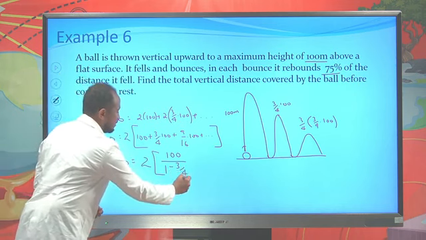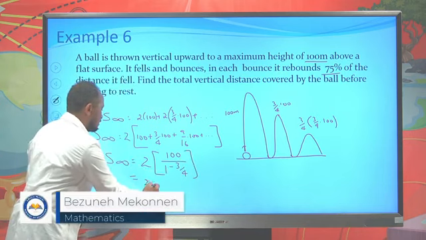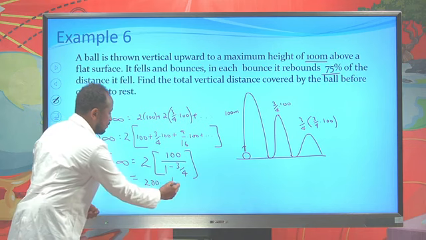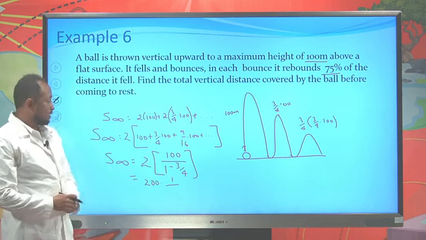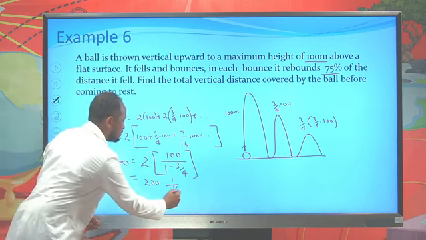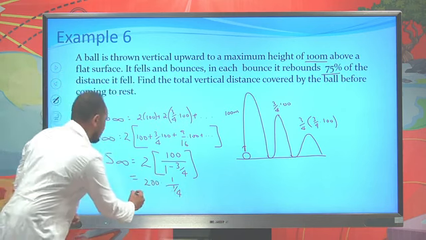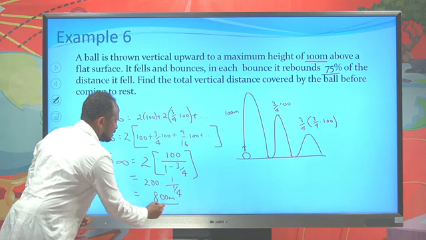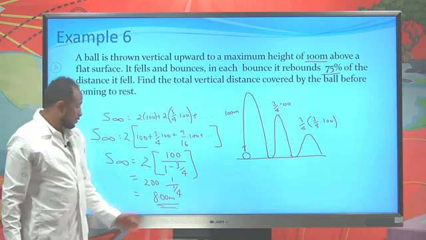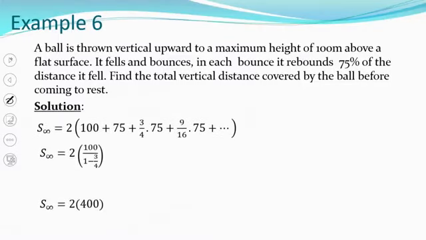So the infinite sum is this one. Therefore, this is equal to 200 times 1 over 1 minus 3/4, which is 1/4. Taking the reciprocal and multiplying by 200, you get the answer. This result is 800 meters. So the total distance traveled by this ball is 800 meters. So this is the answer. The final answer is 800 meters.